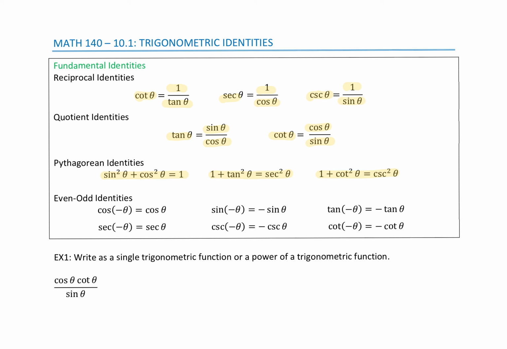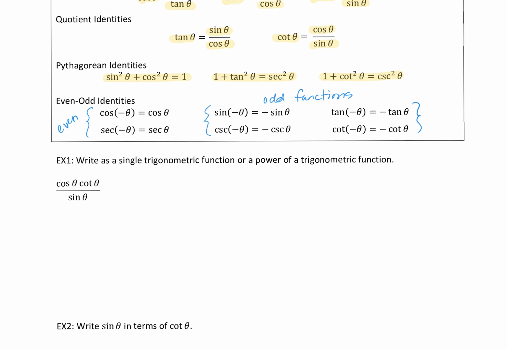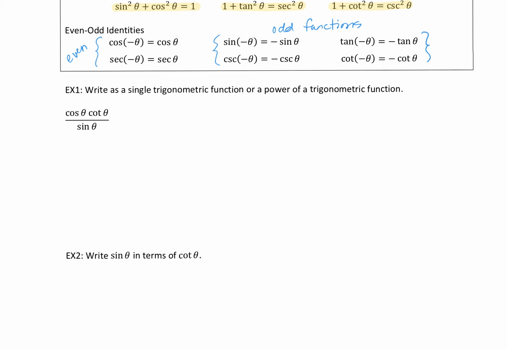We also had our even and our odd functions. Cosine and secant are the only even functions. And what that means is that if there is a negative in the argument, we can just get rid of it. But the other four, the sine, cosecant, tangent, cotangent, these are odd. If it's an odd function, that just means that if there is a negative inside the argument, you can bring it out in front. So what we're going to do next is play around with all these identities and get comfortable with them.